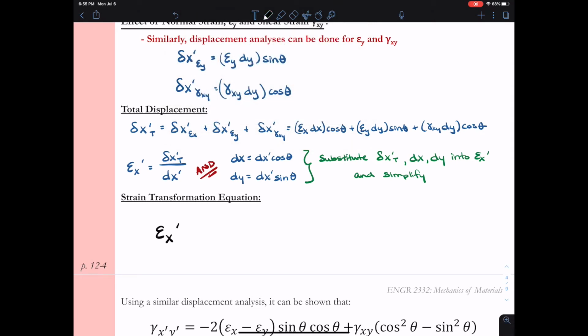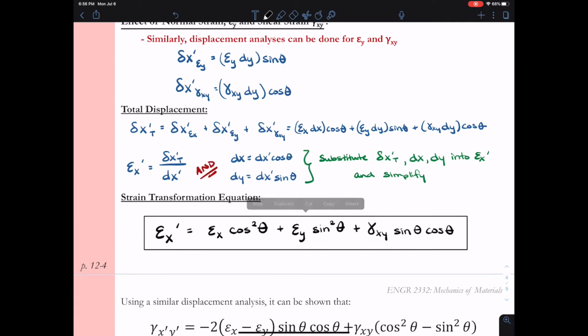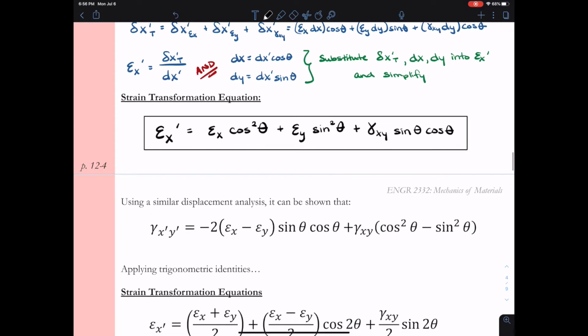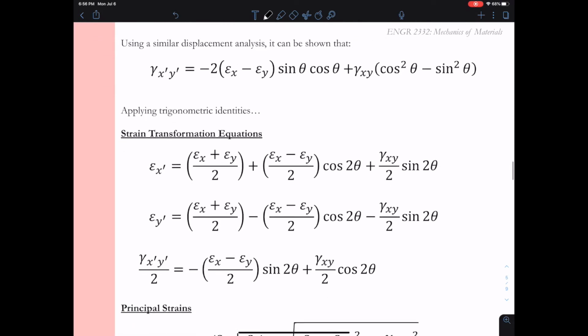Epsilon x prime will equal epsilon x cosine squared theta plus epsilon y sine squared theta plus gamma xy sine theta cosine theta. I think this equation's worthy of being boxed, so let's go ahead and box that as our strain transformation equation, epsilon x prime. We can repeat this problem for epsilon y prime, or we can just use epsilon x prime and substitute theta equals theta plus 90 degrees to get the epsilon y prime equation. And we can also do it for gamma x prime y prime, and we would get the following results.